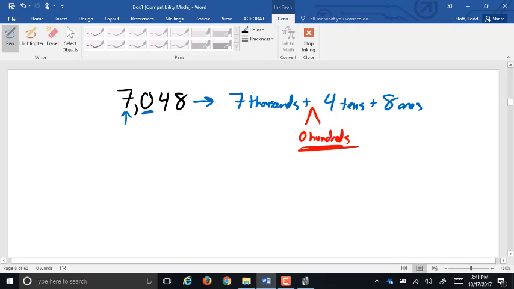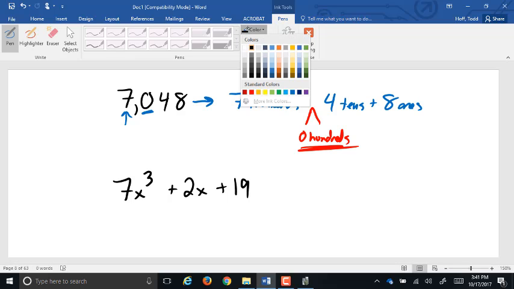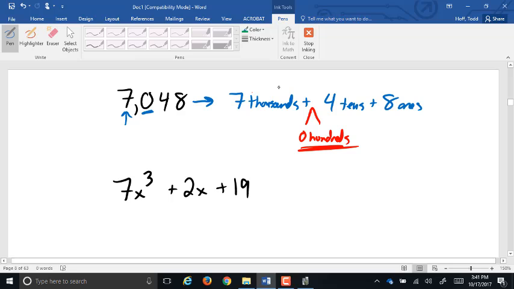Similar with the algebraic numbers, we might have something like 7x to the third plus 2x plus 19. What's noticeably missing there? We go from x to the third to x, don't we? There's an x squared missing there. It is implied that it's there.